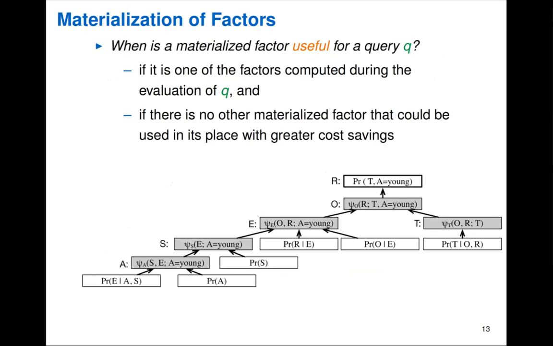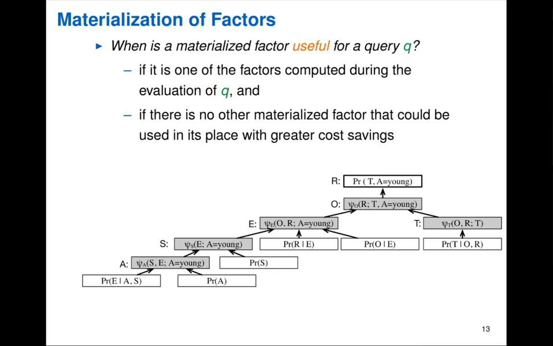Then we first need to formalize what a useful factor is. A materialized factor is useful for a query if it is one of the factors that are computed during the evaluation of the query, and if there is no other materialized factor that could be used in its place with greater cost savings.